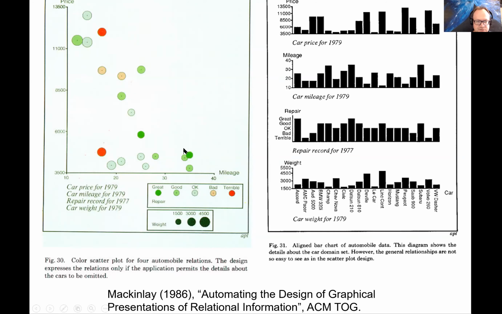Because there are only 19 models of car, you could even imagine adding the labels, the names of each car beside each point. That would be very feasible.